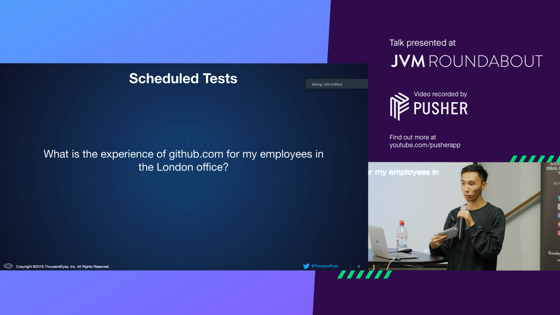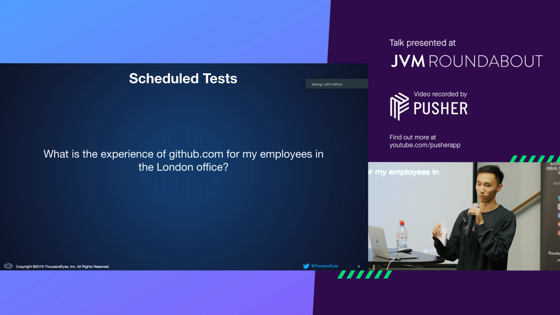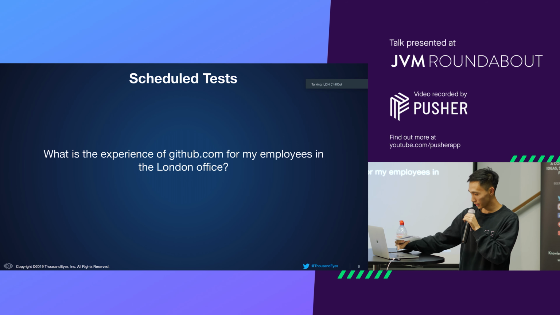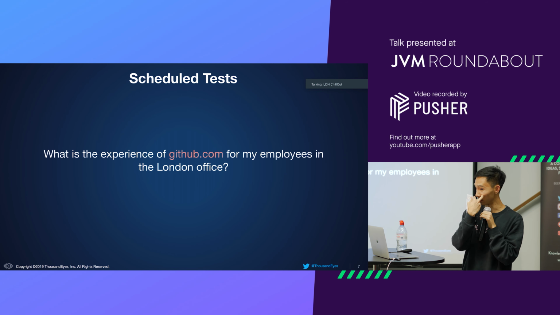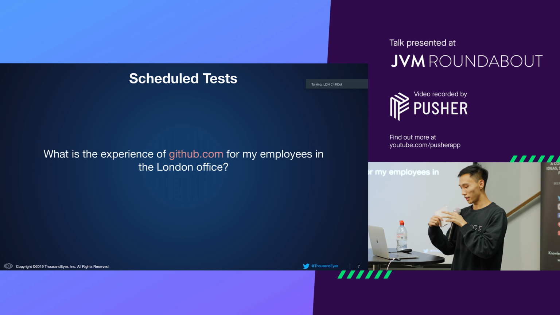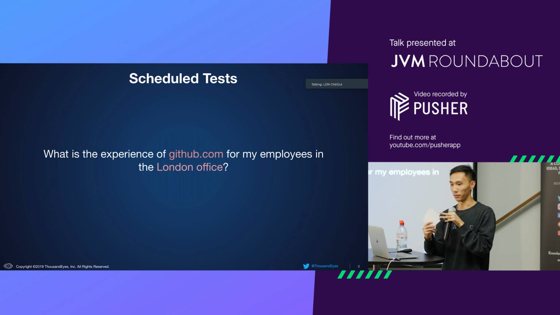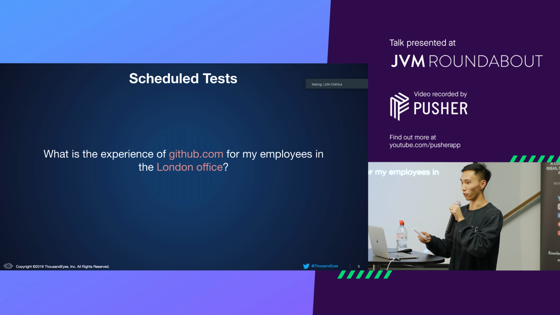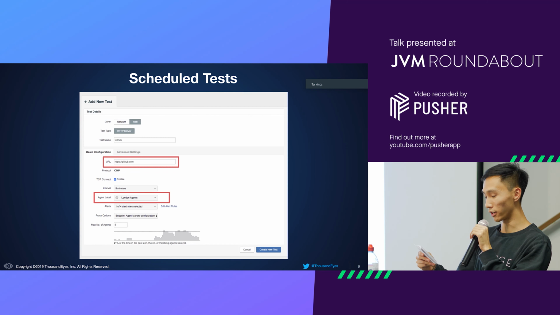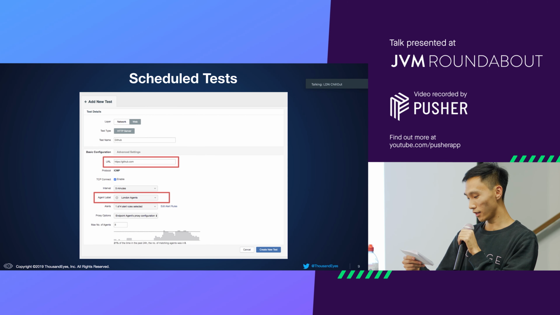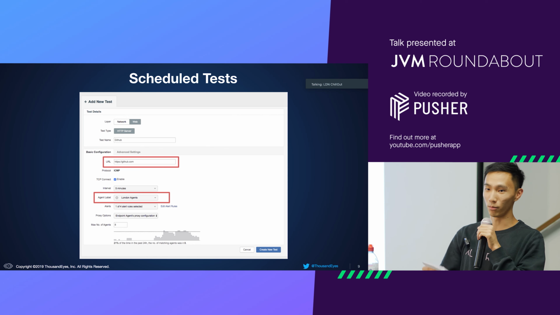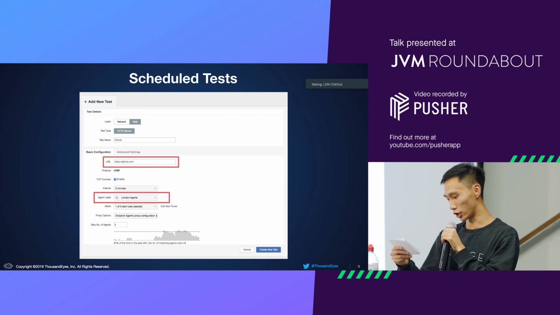So from our point of view, we require two pieces of information from our customer. Firstly is a URL for the application that they're interested in monitoring, in this case, GitHub.com. And secondly, the agents that are applicable for this test, in which case the agents in the London office. This is configured in our platform through a web interface. And when this is done, our endpoint agents will begin collecting various metrics.